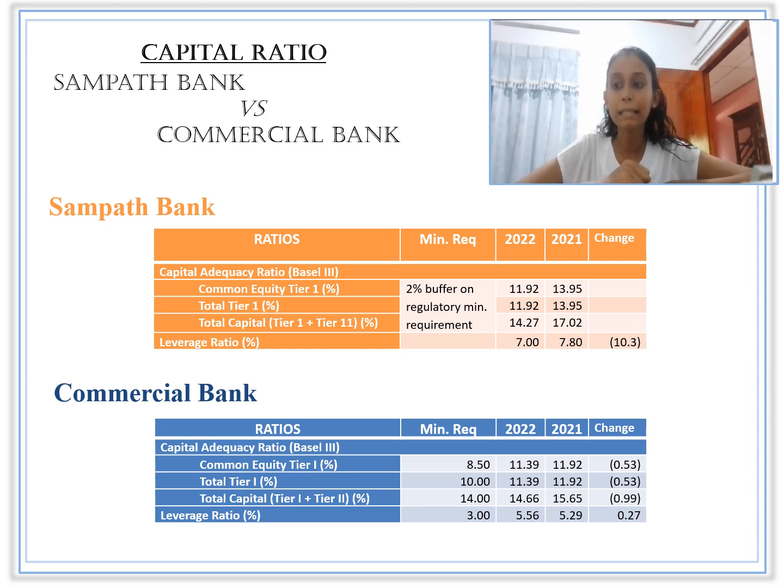For 2022 total capital, Sampath Bank is 14.27 and Commercial Bank 14.66. Commercial Bank has a more diverse capital structure, which could enhance its stability and risk absorption capacity. The leverage ratio for 2022 is 7 for Sampath Bank and 5.56 for Commercial Bank. Sampath Bank has a stronger capital base in relation to its total exposure. Next, I would like to invite Prasad to continue our presentation.